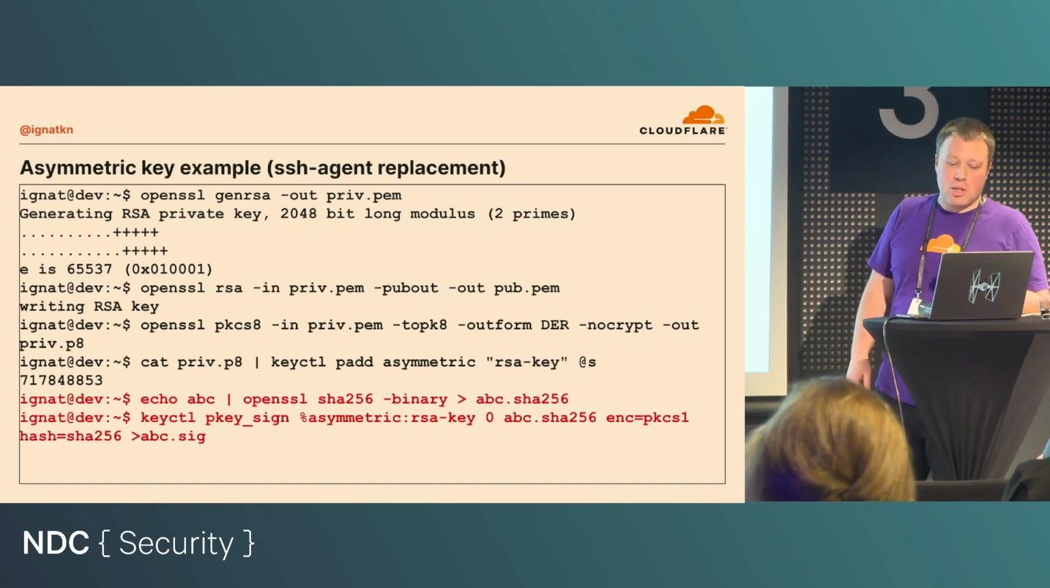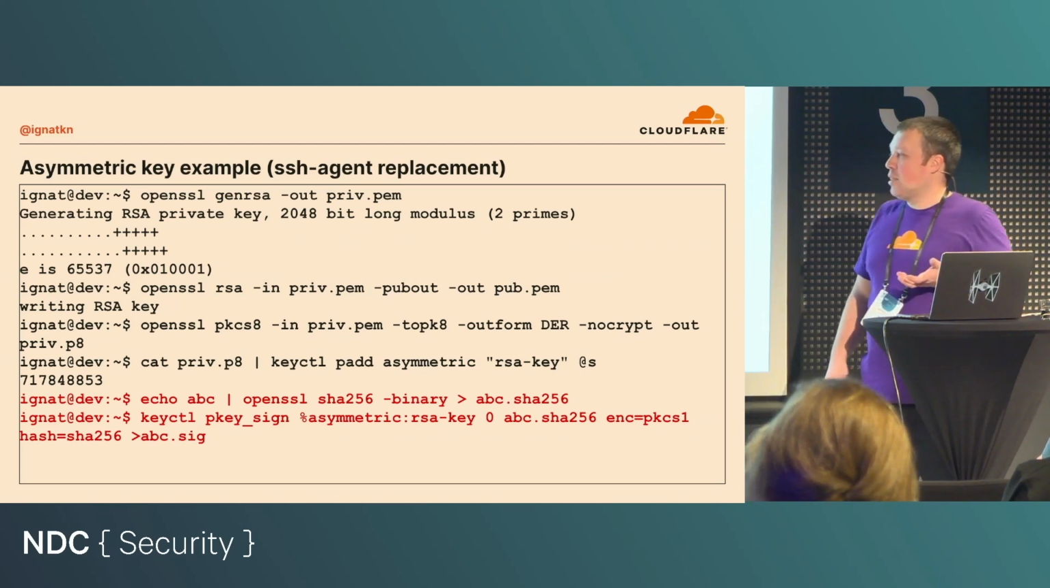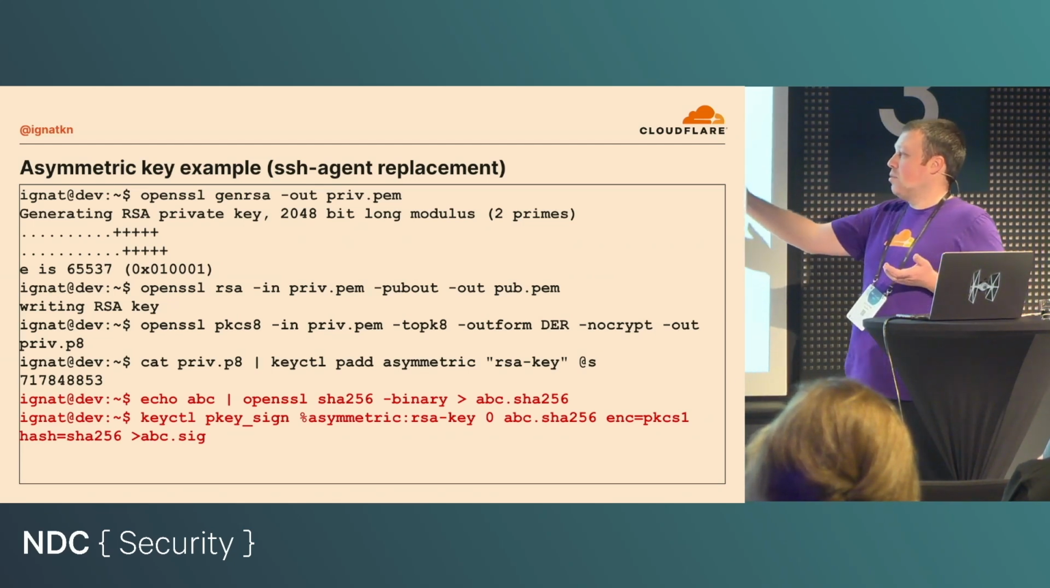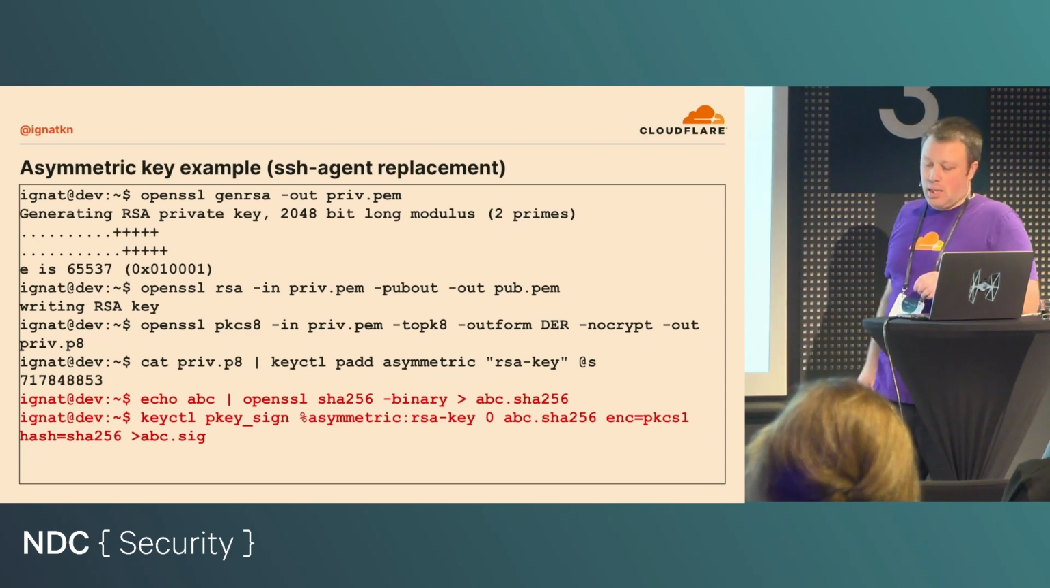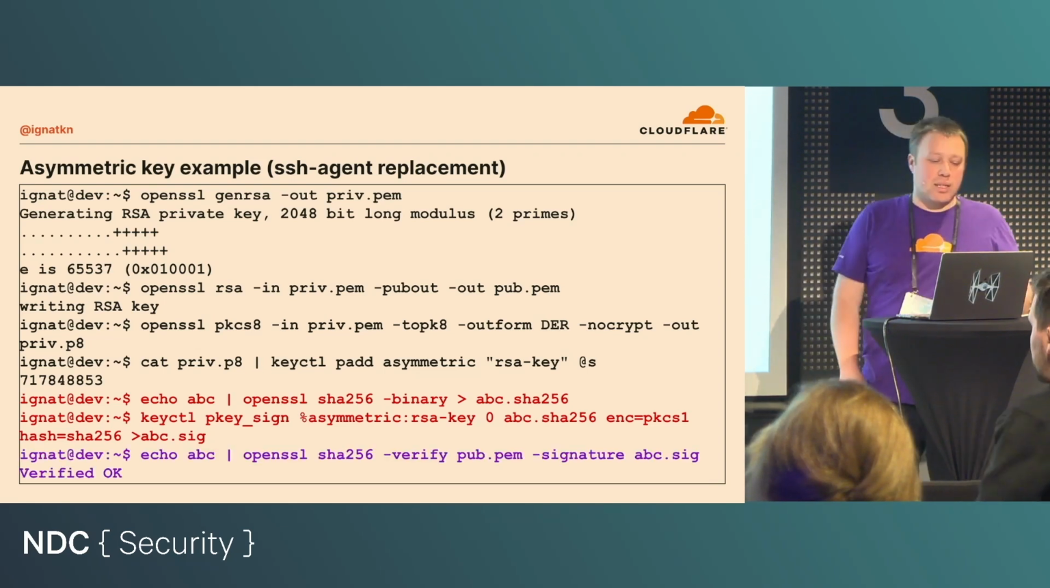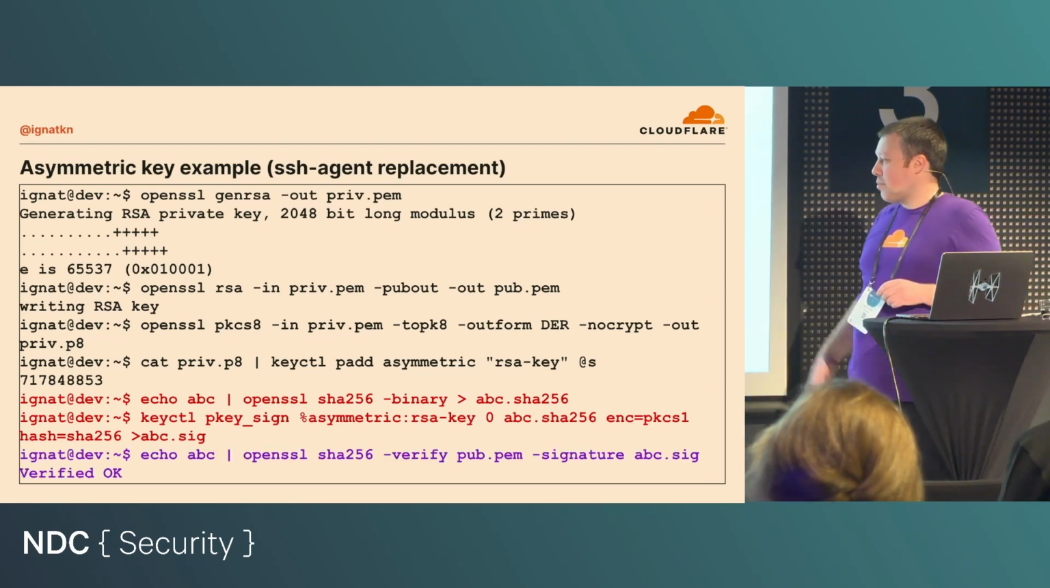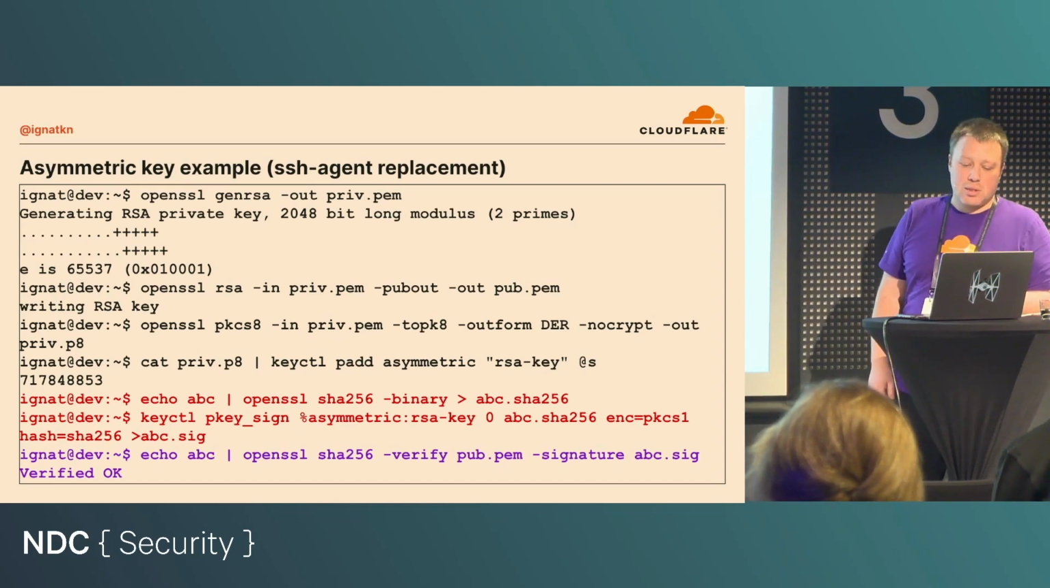And then we can actually sign some data with the key handle. So we can sign ABC, and later we can basically verify that whatever signature we produce, it would work.